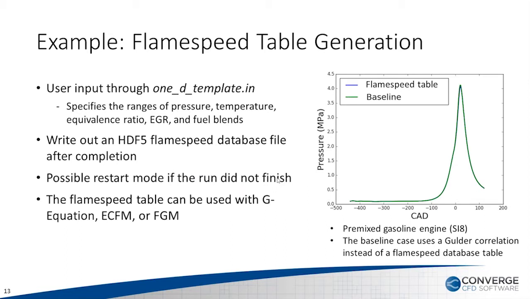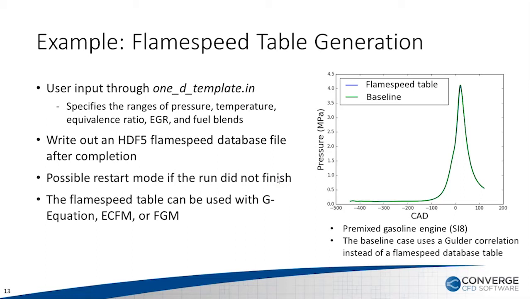Showing an example for 1D flame speed applications: 1D flame speed table generation. For some models, you have to use a correlation or something similar to get a flame speed. Providing a flame speed table is considered a more accurate way because you can run detailed chemistry for all the conditions you are interested in. So now we have the capability to generate a flame speed table.